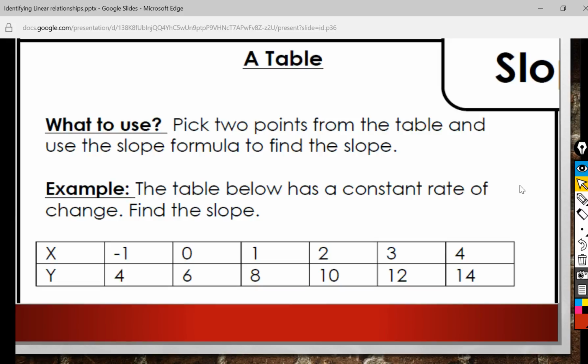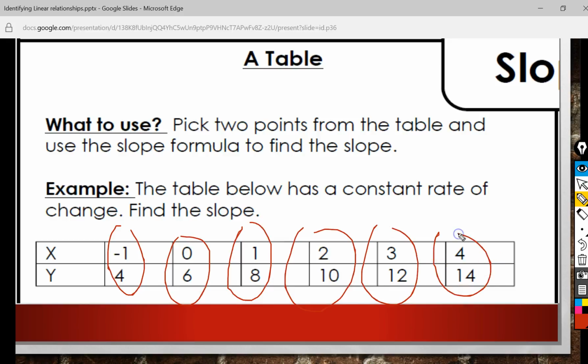And this is more of the same. This is your y2 minus y1 over your x2 minus x1. But instead of being given 2 points, they gave us, let's count them, 1, 2, 3, 4, 5, 6 ordered pairs. So this is the same thing as finding the slope from a graph. You can use any 2 points, but instead of being represented on a graph, they give you the exact numerical coordinates in the form of a table.